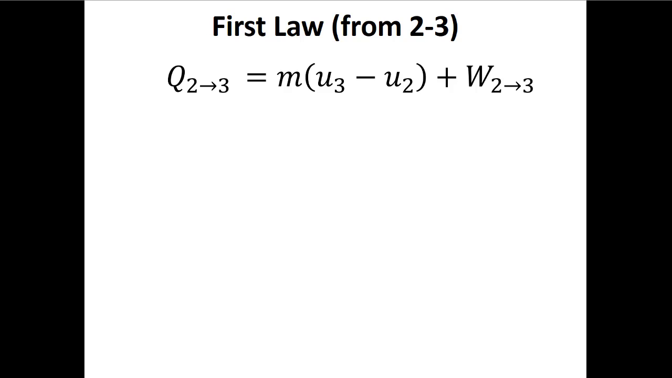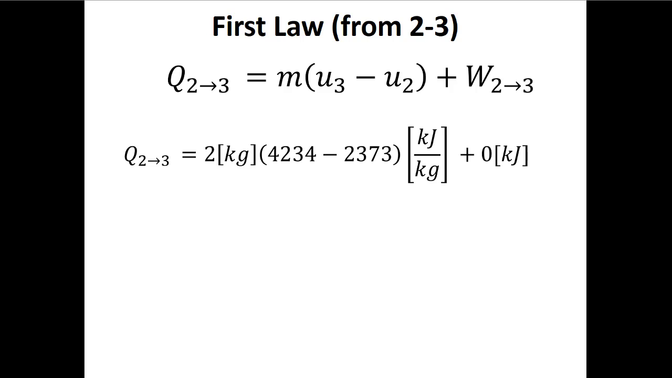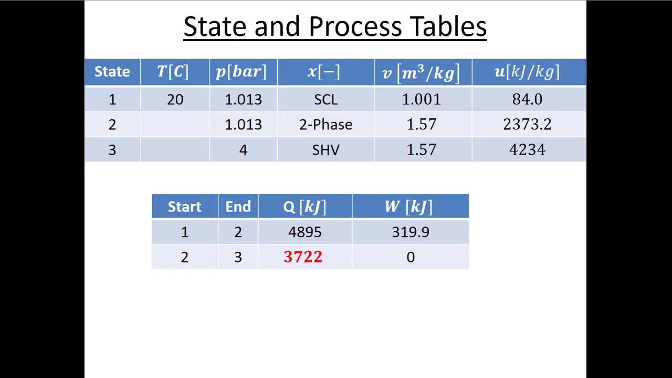Again, the first law. So this is now from state 2 to state 3. I know all of this stuff, so I'm going to put it into my calculator. Hope that I don't make a mistake here. And again, I find a positive value for heat from 2 to 3, which makes sense because I'm adding heat into the system. So now I have 3,722 kilojoules.